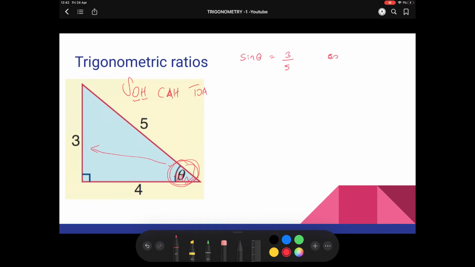According to that angle, let's find out the cosine. The one next to it, 4 out of 5. And if we are looking for the tangent ratio, tangent is opposite divided by adjacent, so 3 by 4.